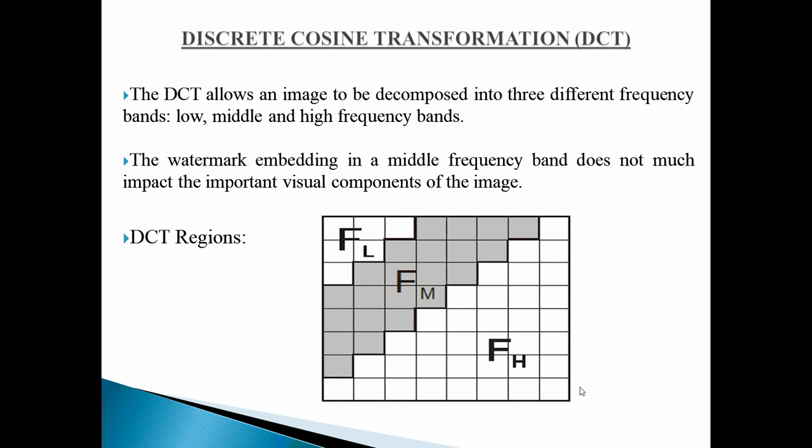If we talk about the DCT, then DCT mainly decomposes a signal into three components: lower frequency component, middle frequency component, and high frequency component. Our human visual system is less sensitive to the high frequency component and highly sensitive to the low frequency component. So for embedding, most of the techniques embed their message either in the high frequency component or the medium frequency component.